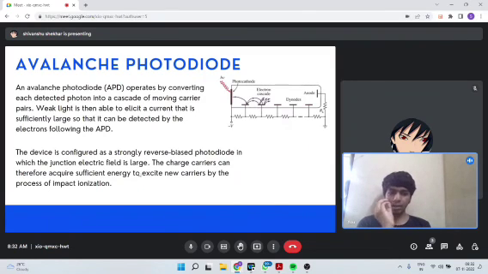So unlike the normal photodiode, this exhibits gain because of principles similar to stimulated emission. This device is configured as a strongly reverse biased photodiode, because in a region where the junction electric field is large, the charge carriers can acquire sufficient energy to excite new carriers by the process of impact ionization.